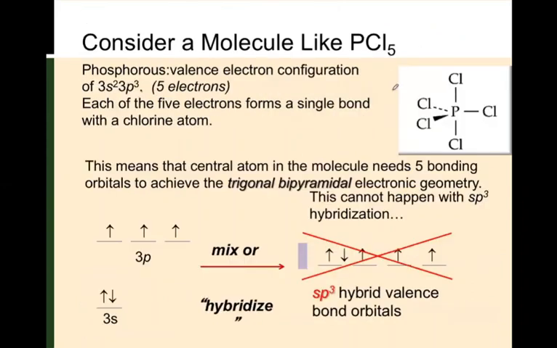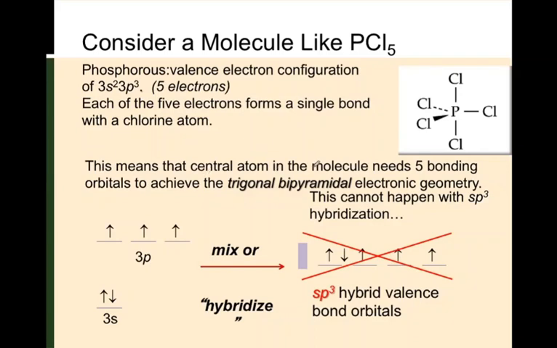So consider a molecule like PCl5. Phosphorus has a valence electron configuration of 3s2, 3p3, so 5 electrons. Each of the 5 electrons forms a single bond with a chlorine atom. We see over here a Lewis structure projected in space. We have the phosphorus, we have these 3 chlorines, which are in a plane, and then we have one pointing to the left and towards us, and one pointing to the left and away from us.